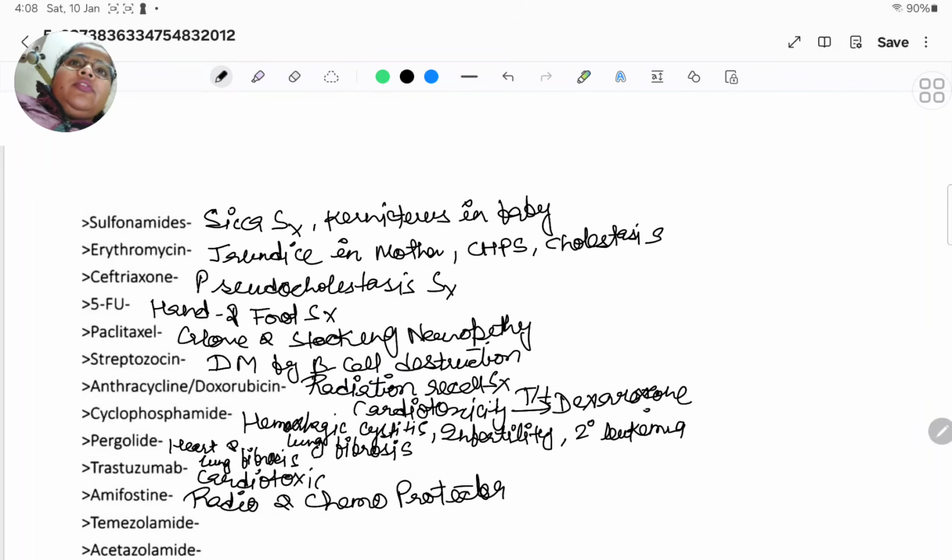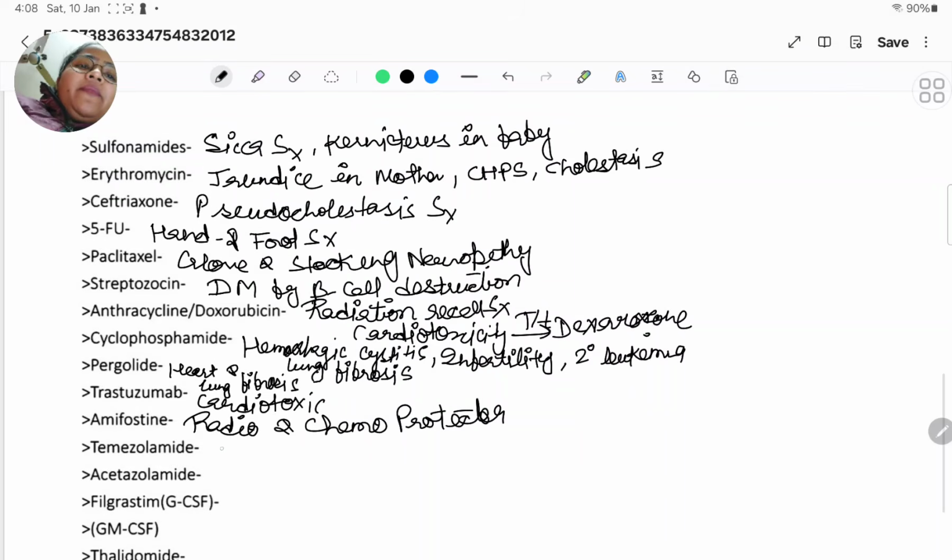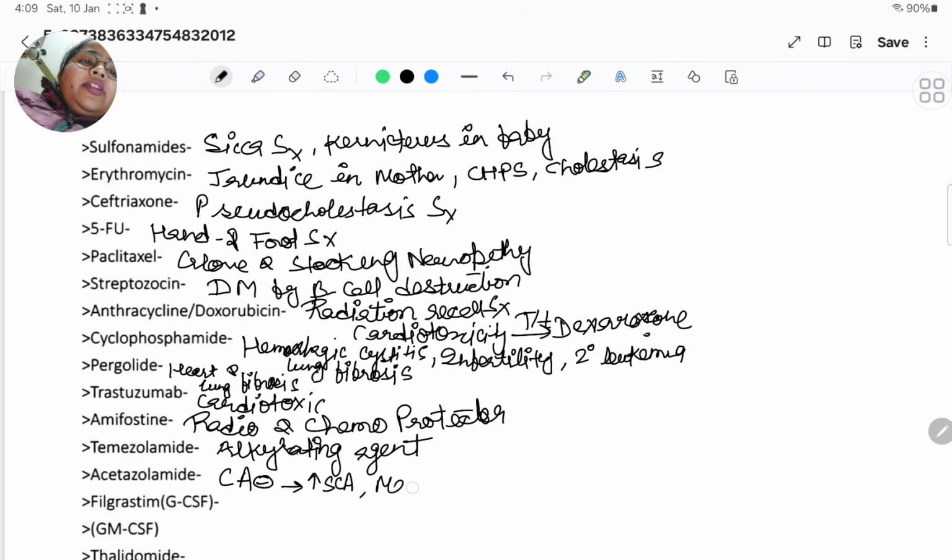Okay. Now, temozolomide is an alkylating agent. It looks like a carbonic anhydrase inhibitor, but it is an alkylating agent. Acetazolamide is a carbonic anhydrase inhibitor, you all know. Temozolomide looks like a carbonic anhydrase inhibitor, like acetazolamide, but it is an alkylating agent. That is why I have written both of them together. Acetazolamide increases the risk of sickle cell crisis, and it causes metabolic acidosis.